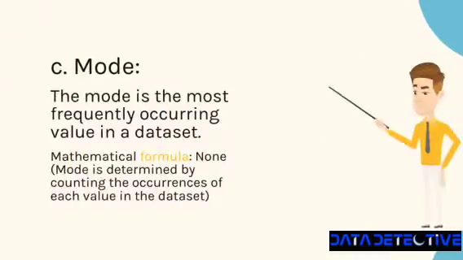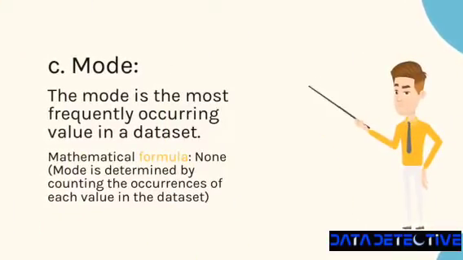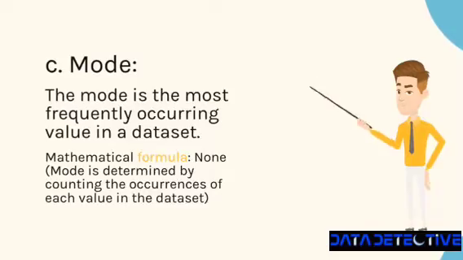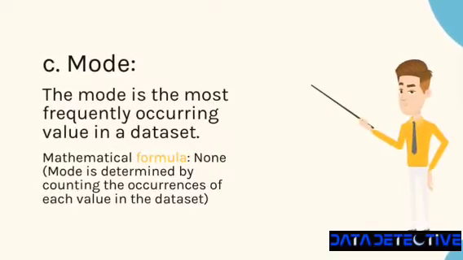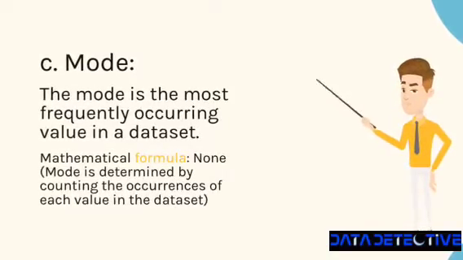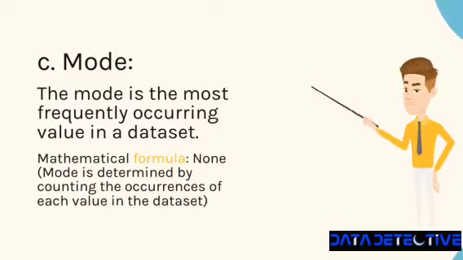C. Mode. The mode is the most frequently occurring value in a dataset. Mathematical formula: none. Mode is determined by counting the occurrences of each value in the dataset.